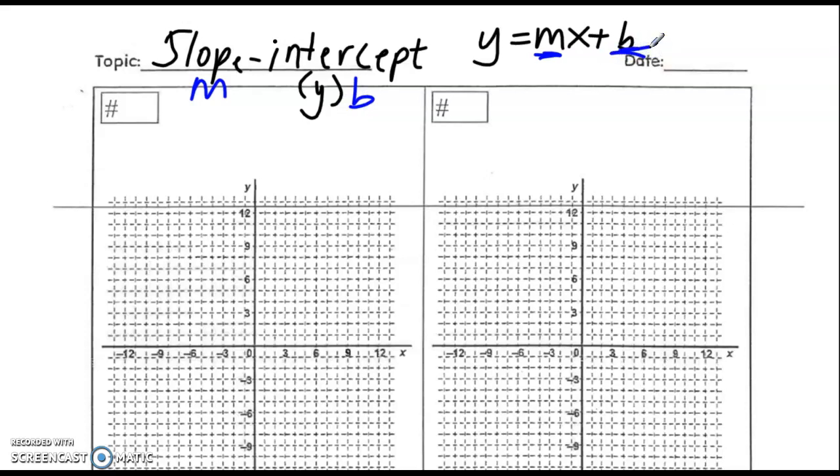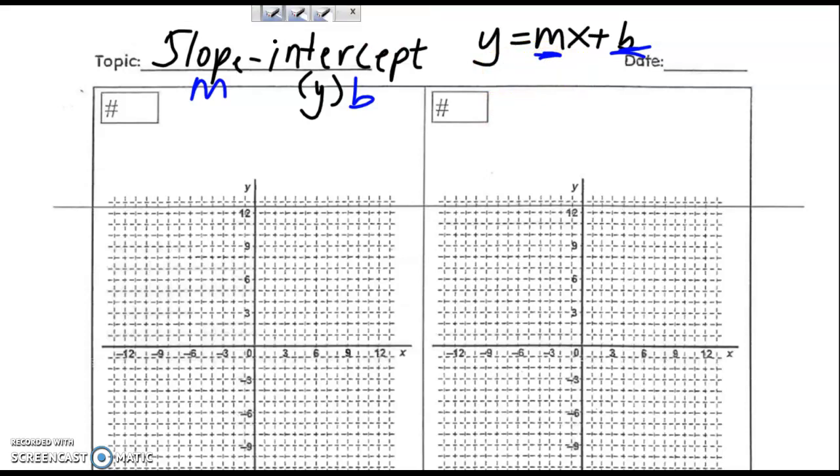All right? Okay. So a couple of things we need to cover when we talk about how to use those two to graph. The y-intercept's simple. We go to that intercept and we plot the point. Then we use the slope from that point. So let's look at equation number 1.